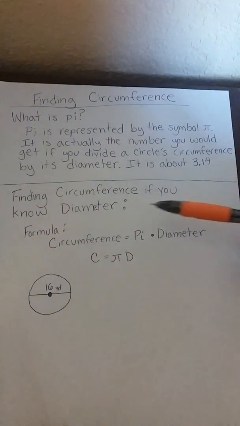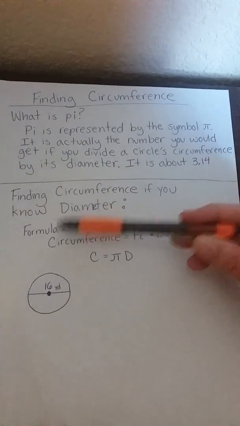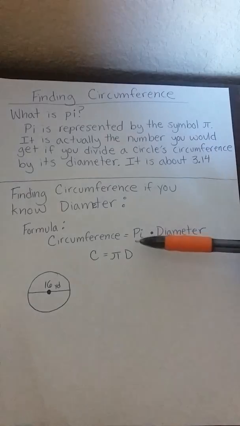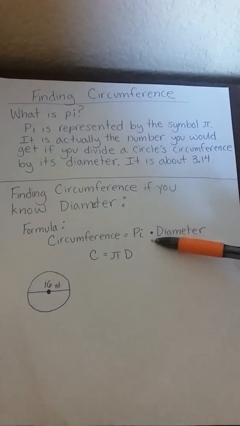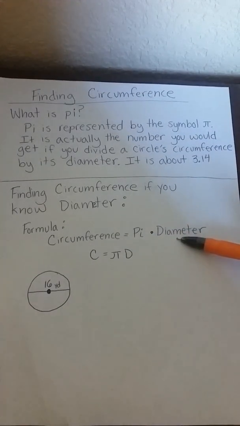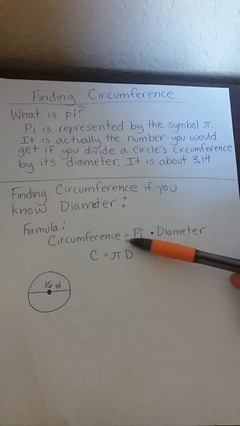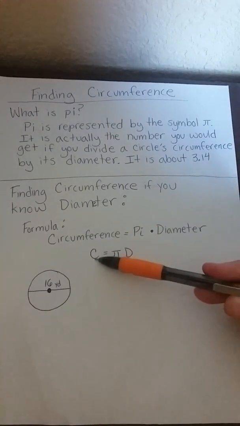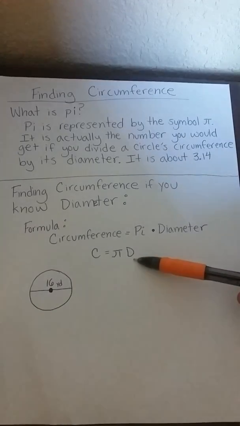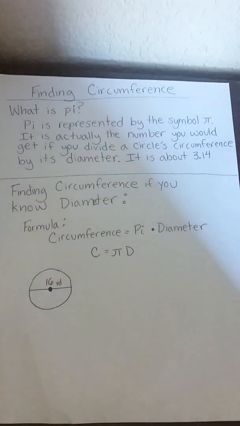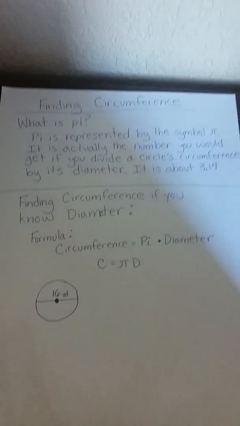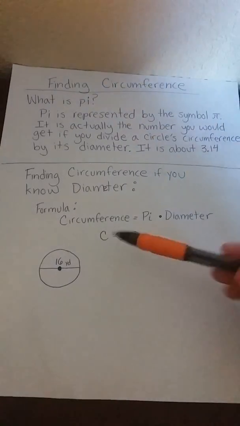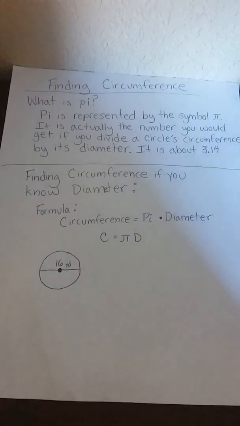So finding circumference if you know diameter, there's a formula for that. The formula is the circumference of the circle equals pi times the diameter of the circle. So circumference equals pi times diameter. We abbreviate that as C equals πd. We use abbreviations just because mathematicians are a little bit lazy. We don't want to write out all those long words all the time. So we just abbreviate it, C equals πd.